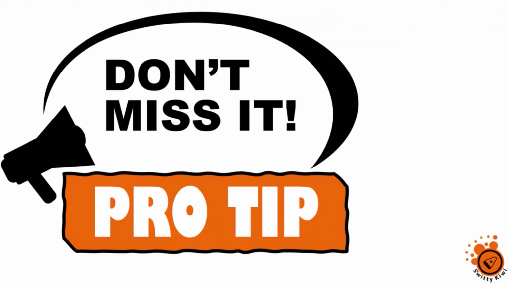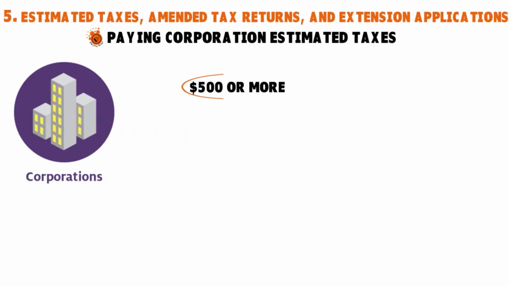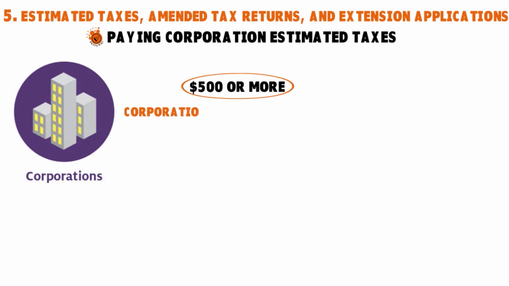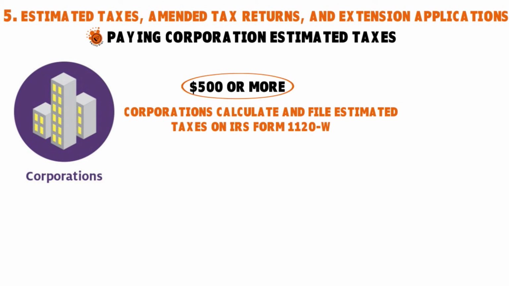A corporation must pay estimated taxes if their expected tax bill is $500 or more. That's the threshold, folks. $500. If you expect to pay more than that, you have to pay estimated taxes. Corporations calculate and file estimated taxes on IRS Form 1120-W.